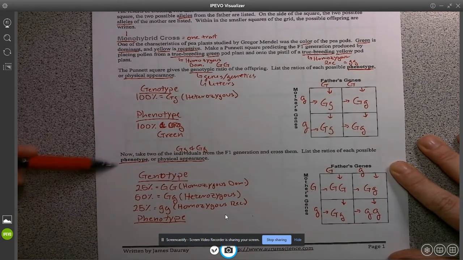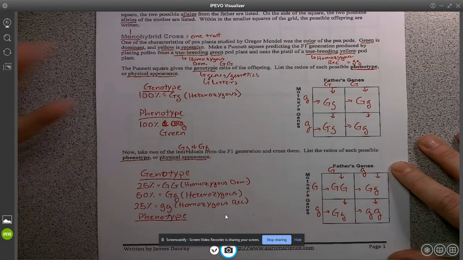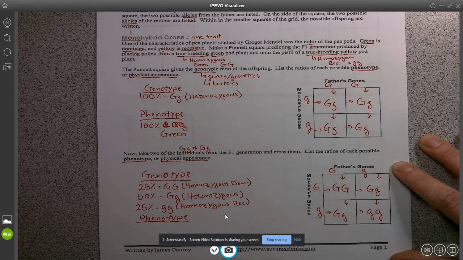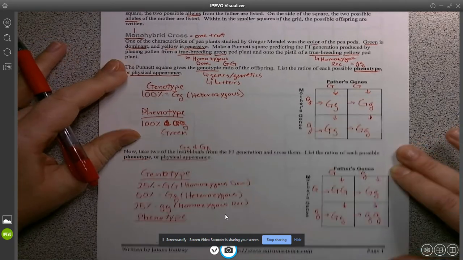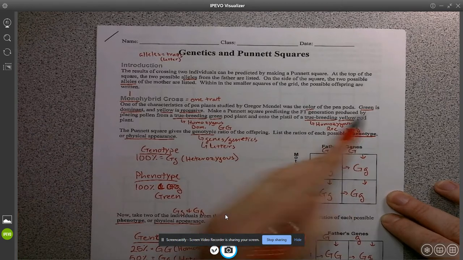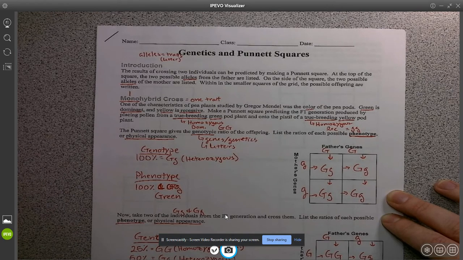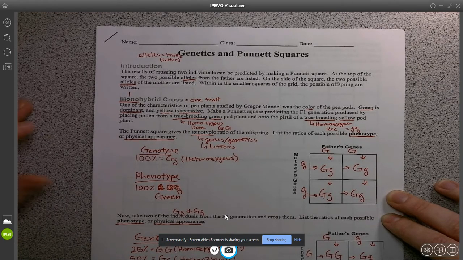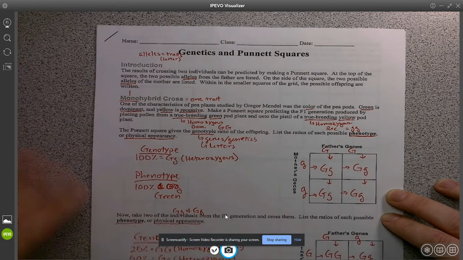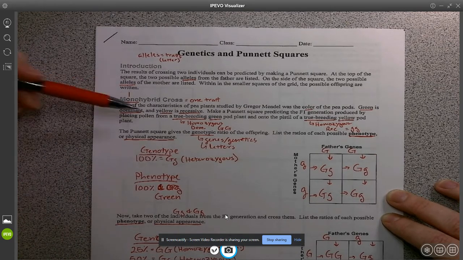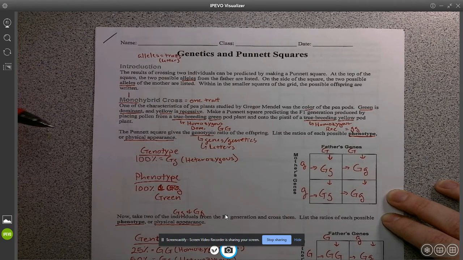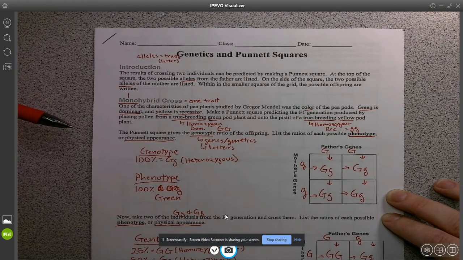Okay, so remember, phenotype is the physical appearance. When you go into the garden, what color are those pea pods going to be? And if you forgot, go right on up here. Green is dominant, so we only need one dominant allele, one dominant trait, one capital letter in order to phenotypically look green on the outside. And because yellow is recessive, we need 2 recessive alleles, 2 recessive traits, 2 lowercase letters in order for that to be phenotypically expressed in order to see a yellow pea pod.